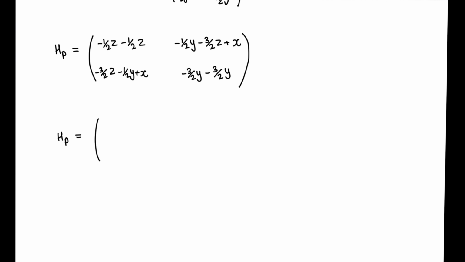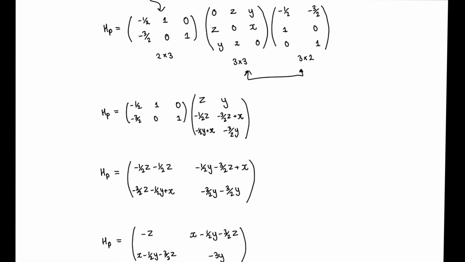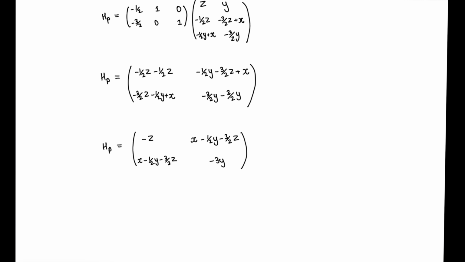If I now simplify this, we get -z, x, -1/2 y, minus 3 over 2z, x minus a half y minus 3 over 2z minus 3y. So here is our projected Hessian.